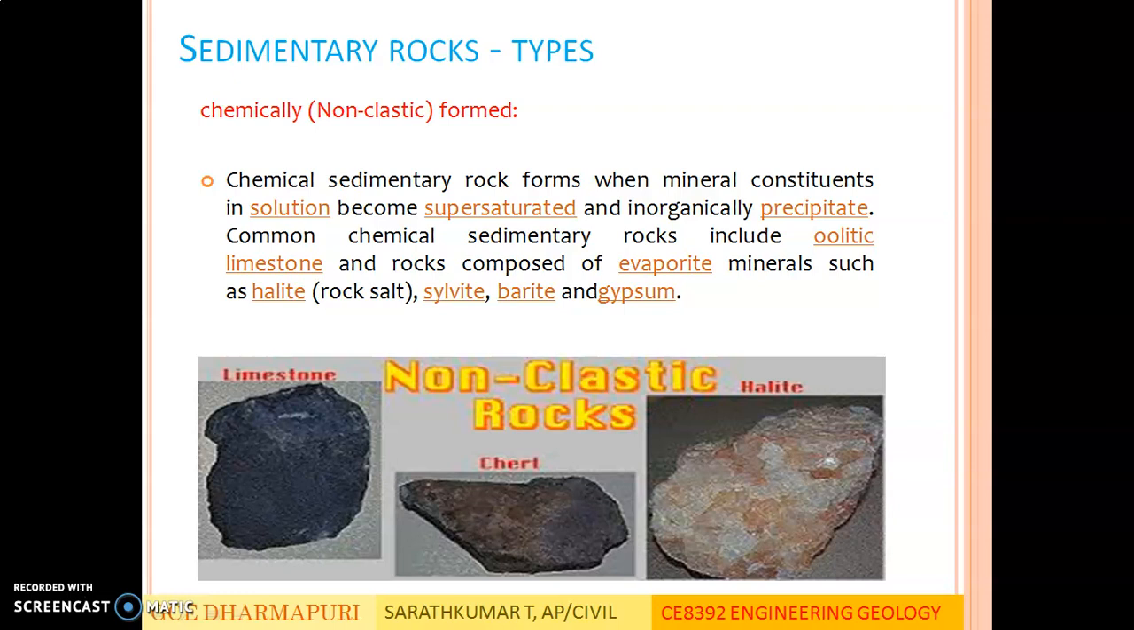There is also one more type in these non-clastic rocks, in which the organic matter, meaning dead animals and plants, gets deposited and upon sedimentation forms rocks. An example of this type of rock is coal. So examples of non-clastic chemically formed rocks are limestone, halite, chert.